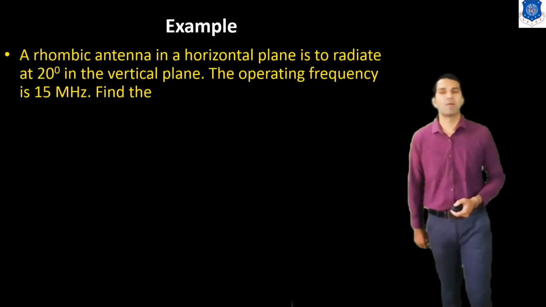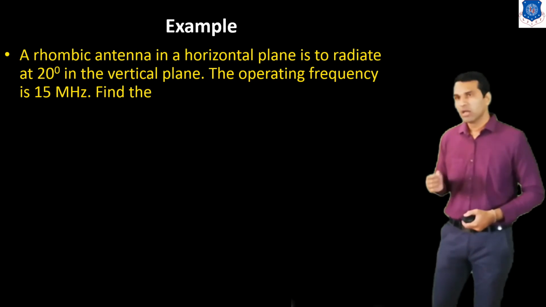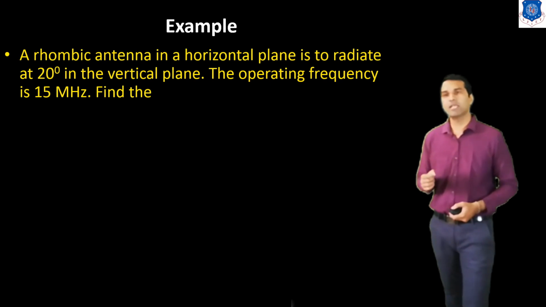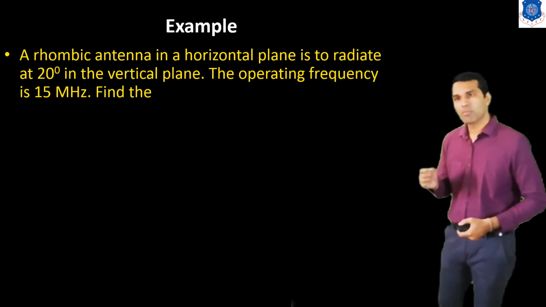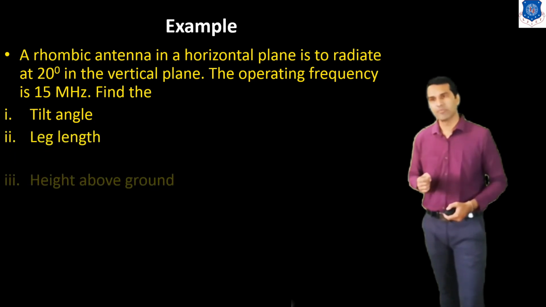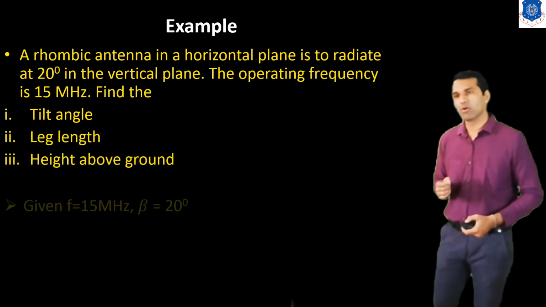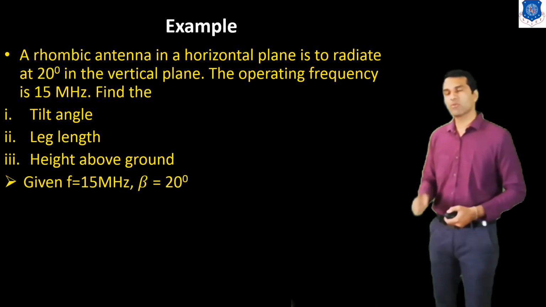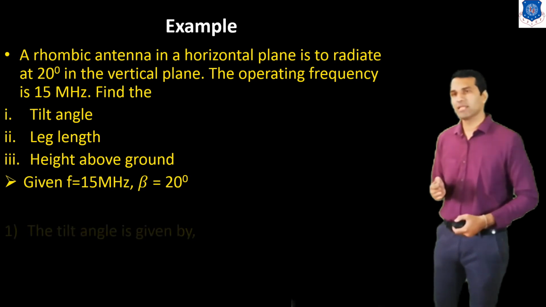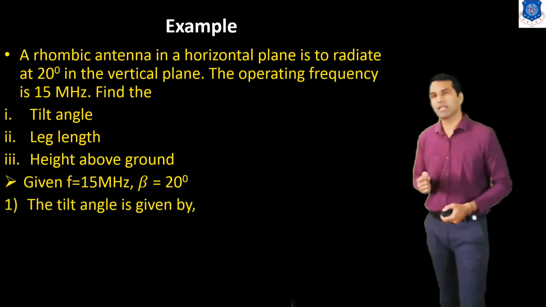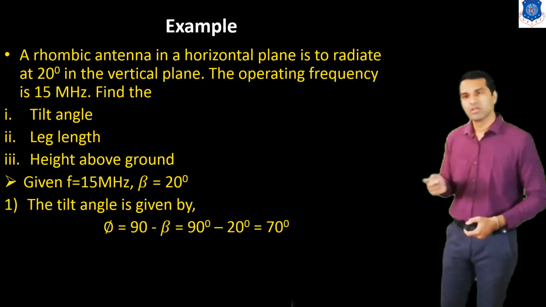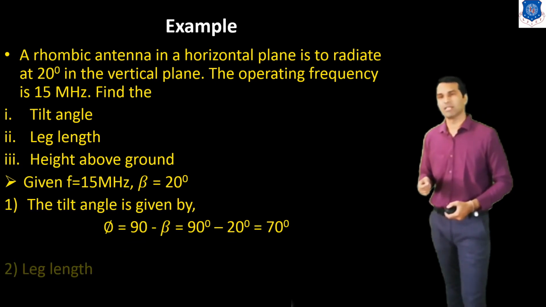Now we calculate one example of the rhombic antenna. A rhombic antenna in the horizontal plane is to radiate at 20 degrees in the vertical plane. The operating frequency is given as 15 MHz and we have to find the tilt angle, leg length and height above ground plane. So we are given the frequency is 15 MHz and the beta tilt is 20 degrees. First we calculate the tilt angle. We know that phi equals 90 minus beta, so we get phi equals 70 degrees.